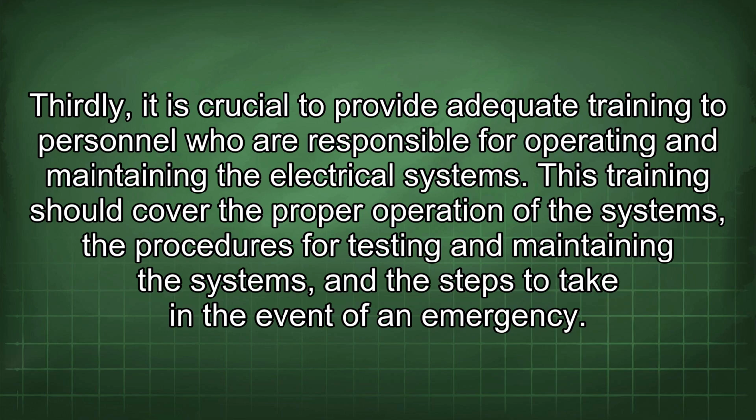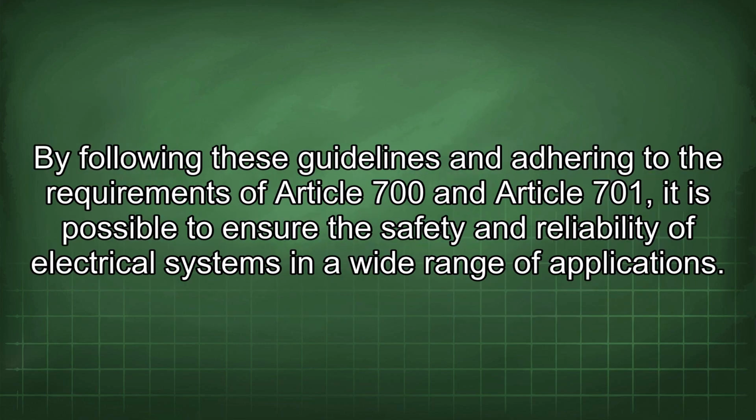Thirdly, it is crucial to provide adequate training to personnel who are responsible for operating and maintaining the electrical systems. This training should cover the proper operation of the systems, the procedures for testing and maintaining the systems, and the steps to take in the event of an emergency. By following these guidelines and adhering to the requirements of Article 700 and Article 701, it is possible to ensure the safety and reliability of electrical systems in a wide range of applications.